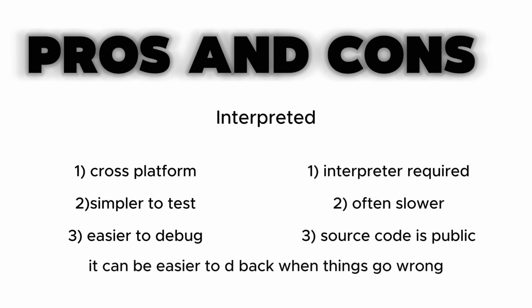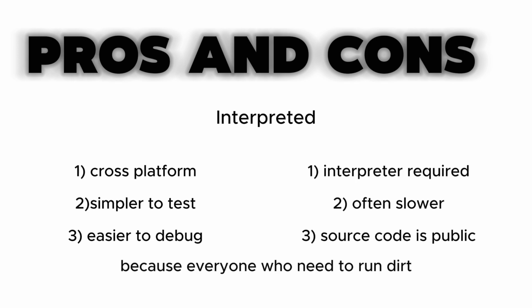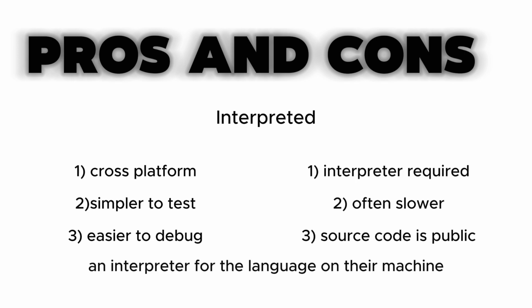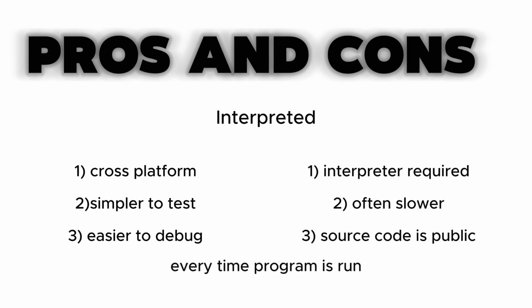It can be easier to debug when things go wrong, because you always have access to all the source code. However, it has downsides too, because everyone who needs to run it has to have an interpreter for the language on their machine. It also can be slower because you have to interpret it every time the program is run, and the source code is effectively public because you are sending it to everyone who needs to run that program.